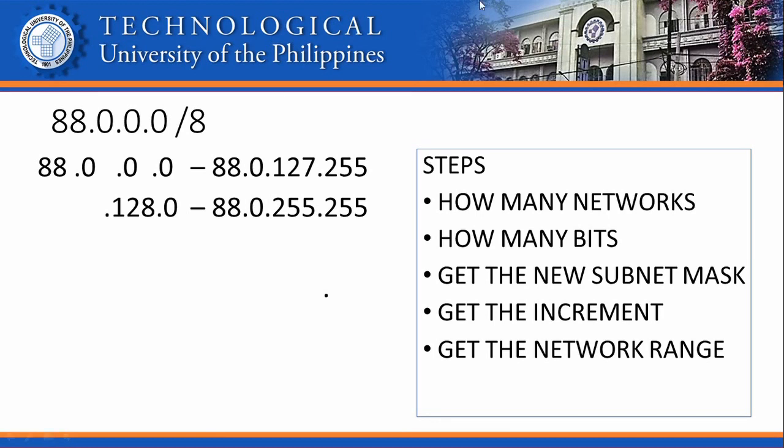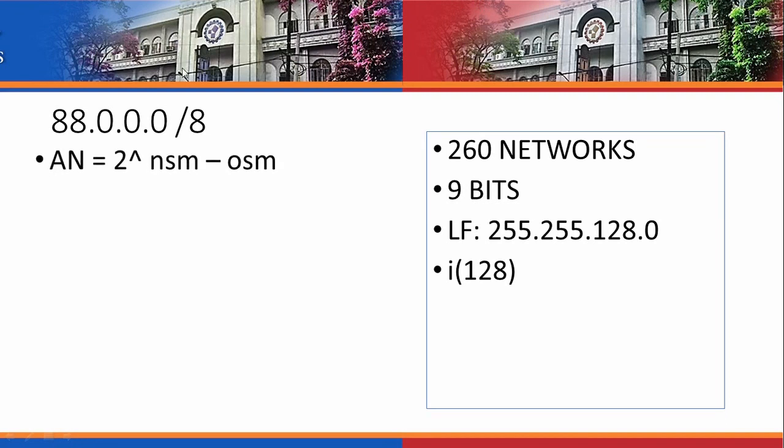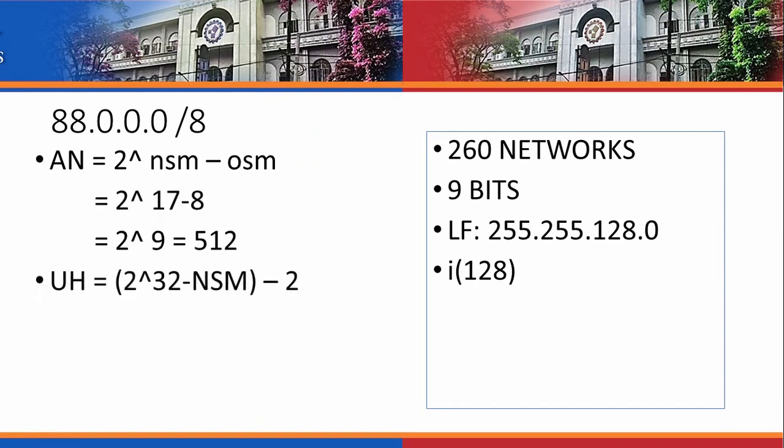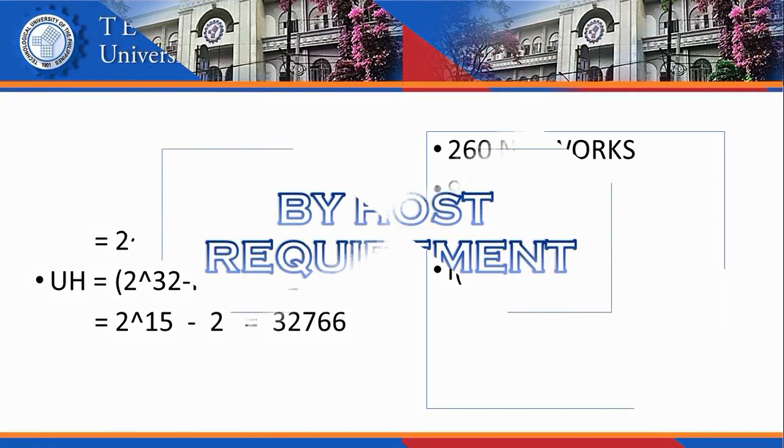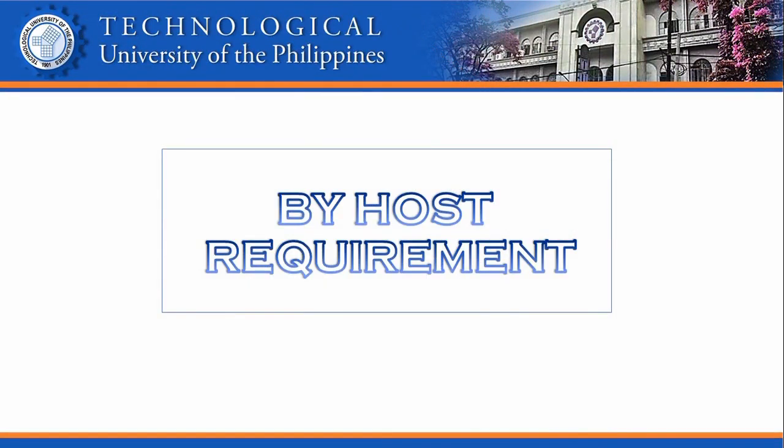Okay. Next. To get the actual network. Ilang network ba talaga yung nagawa natin in subnetting? So, 2 raised to new subnet mask minus yung original subnet mask natin. So, our new subnet mask is 17 minus 8. So, 2 raised to 9 is equals to 512. For our usable host naman, 2 raised to 32 minus 17, minus 2. So, 2 raised to 15 minus 2 is equals to 32,766.